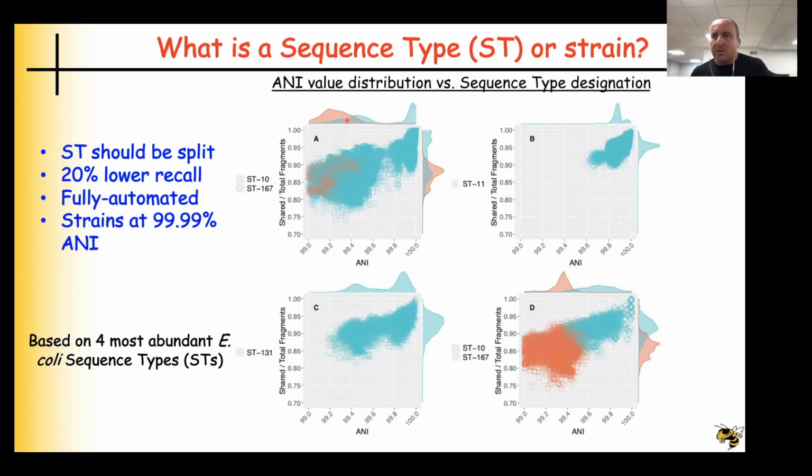And so what we are saying is we can use this 99.5% to call the STs more accurately and also make it automatic, so you don't have to manually curate, etc. And then our proposal would be that strains will be at 99.99% nucleotide identity, just to account for sequencing error and so on. And for the sequence types, we propose 99.5 as a more reliable and automatic threshold. And there's very similar data for other groups as well.